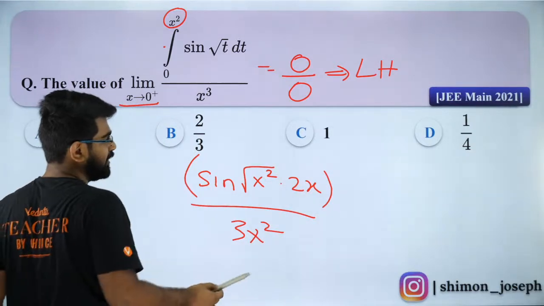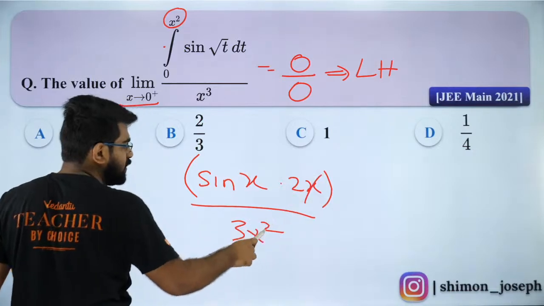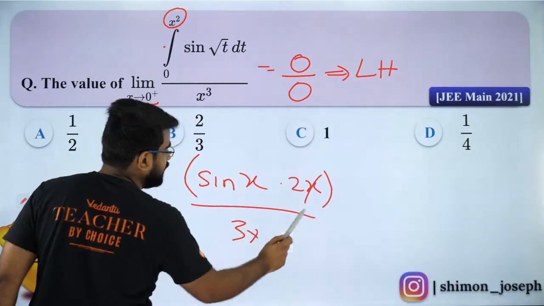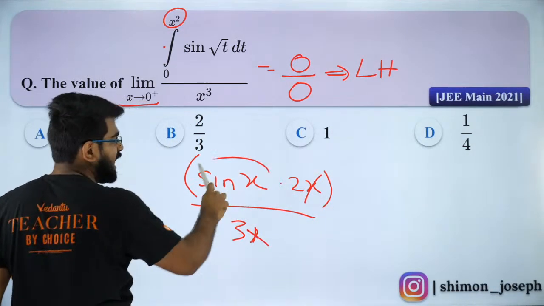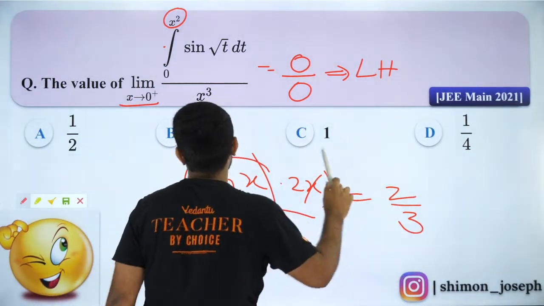That's it. So sine of root of x square is sine x. 1x and 1x will get cancelled. So you will basically have 3x. So sine x by x is 1. So the answer is one step.